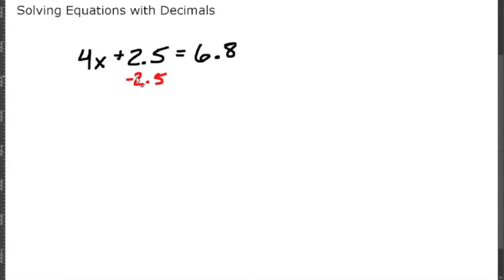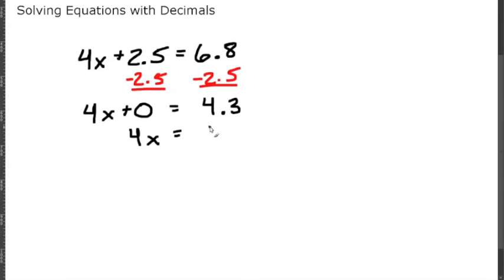Whatever we do to the left side, we have to do to the right side, and vice versa. So now we're going to have 4x plus 0 equals, when subtracting decimals, keep the decimals in a line. 8 minus 5 is 3. Keep the decimal lined up. 6 minus 2 is 4. So now we have 4x plus 0, which is just 4x, equals 4.3.